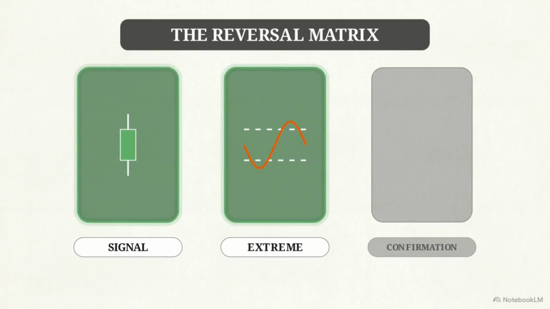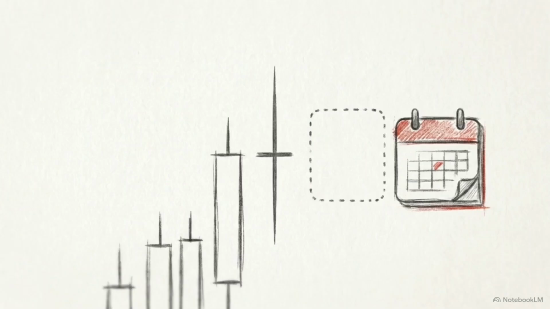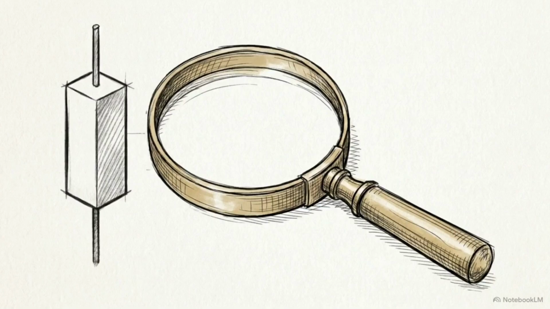Identifying the signal and verifying the extreme is still not enough. We need the third pillar of the framework, lagging confirmation. This introduces a strict protocol known as the Rule of Two. It demands waiting for the subsequent trading period's price action before executing trades. You do not trade the candlestick itself. You trade the market's validated reaction to that candlestick.